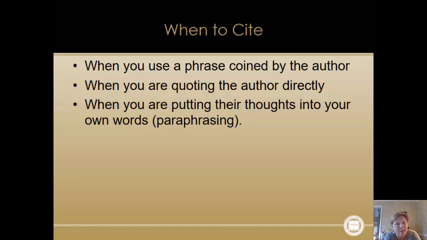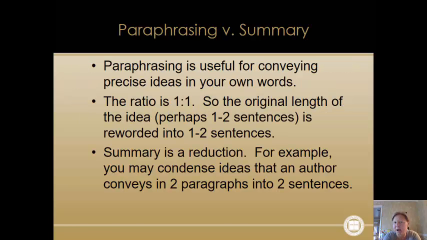By doing this, yes, you are keeping the tone true to your own writing. You are taking the time to reword it. It is still their idea. You still need to cite it. That is critical. Okay, so paraphrasing. How is paraphrasing different than summary?